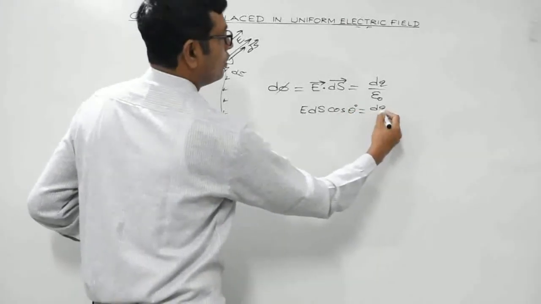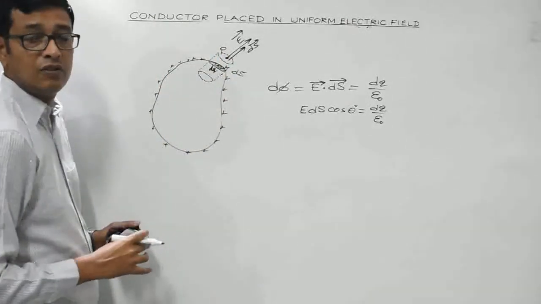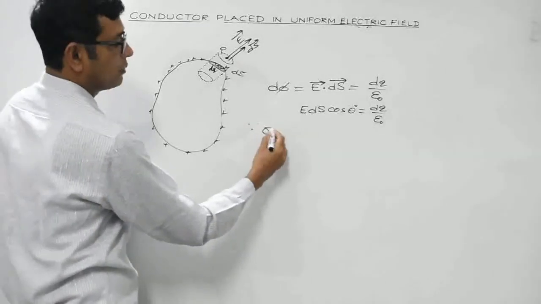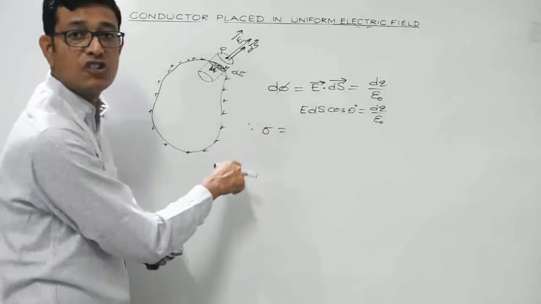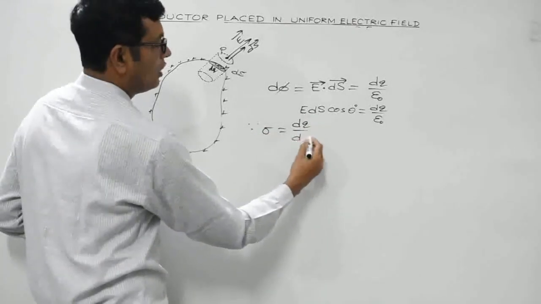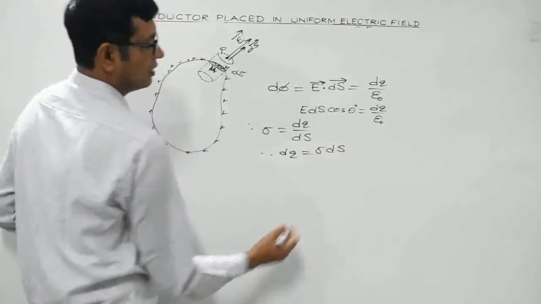It is equal to dq by epsilon. It is the case of surface charge distribution. So, we'll make use of the term sigma. It is surface charge density. As students, it's given by charge per unit area. Therefore, dq may be written as sigma ds.